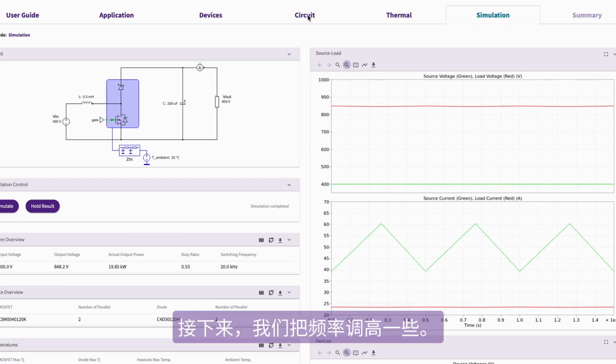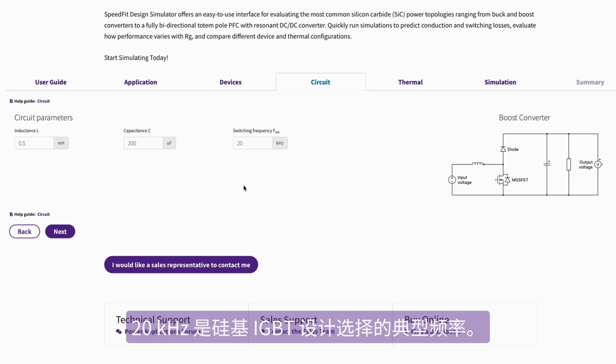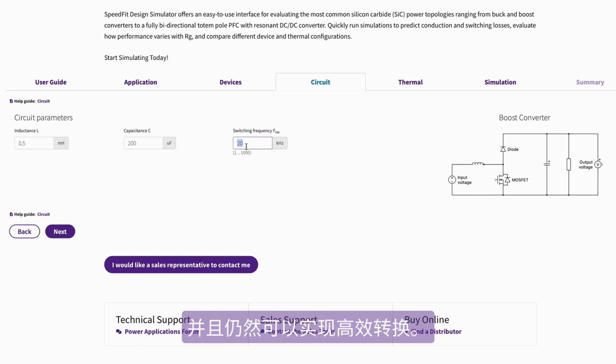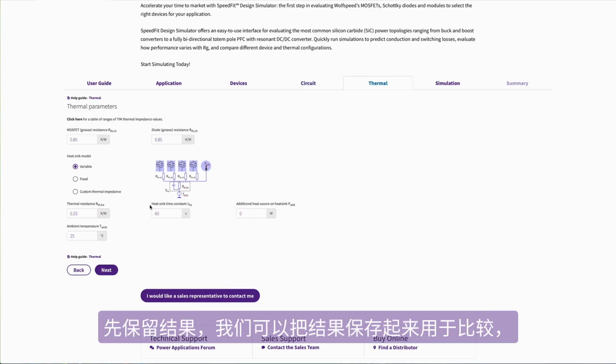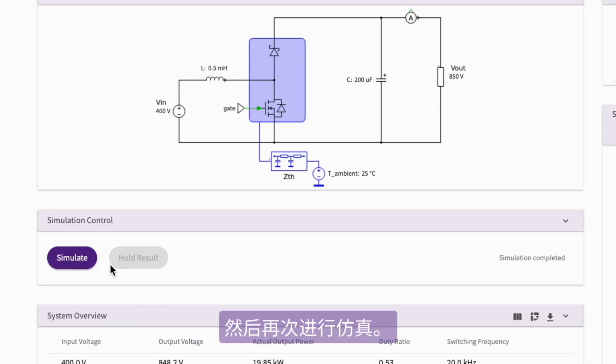Next, let's change the frequency higher. The 20 kHz is a typical frequency that silicon IGBT design would choose. However, with silicon carbide, we can easily up that frequency to much higher and still have efficient conversion. Here I'm using 65 kHz. Keep everything the same, hold the result so we can save it for comparison and simulate again.